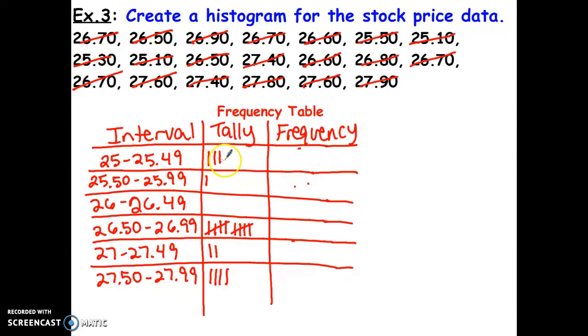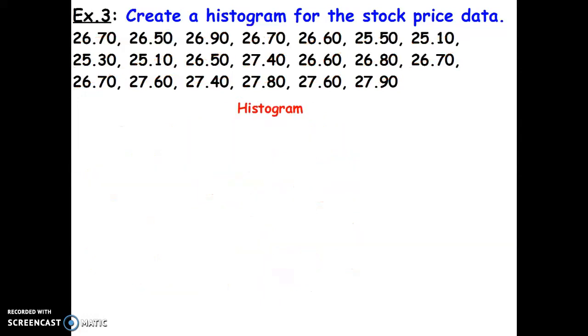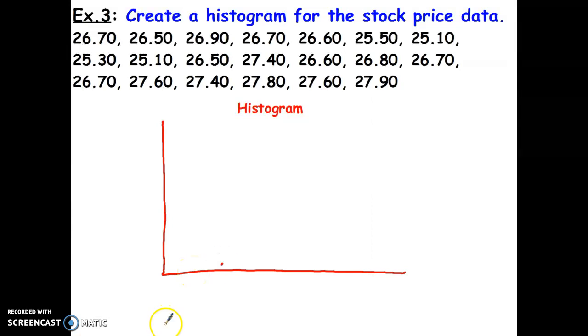How many tally marks do we have? This is 3, 1, 0, 10, 2, and 4. All right, now that we have this, we can create our histogram. The histogram is pretty much like a bar graph, except you don't have spaces in between each bar. So along this bottom, which is the x-axis, we will have our intervals. So let's go ahead and list those again.